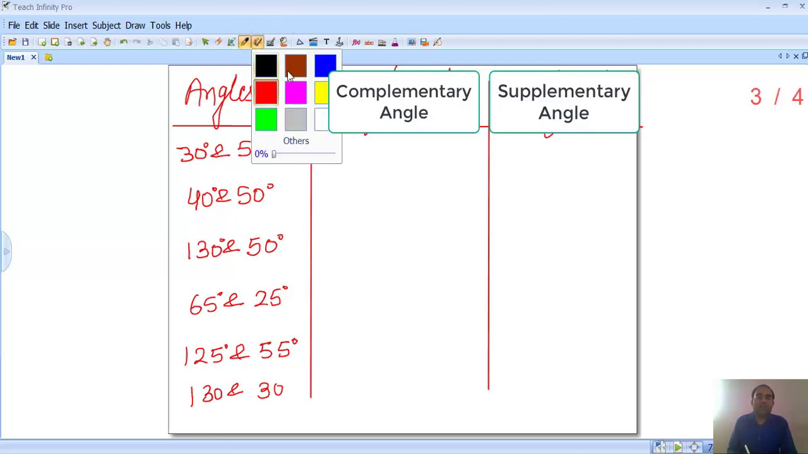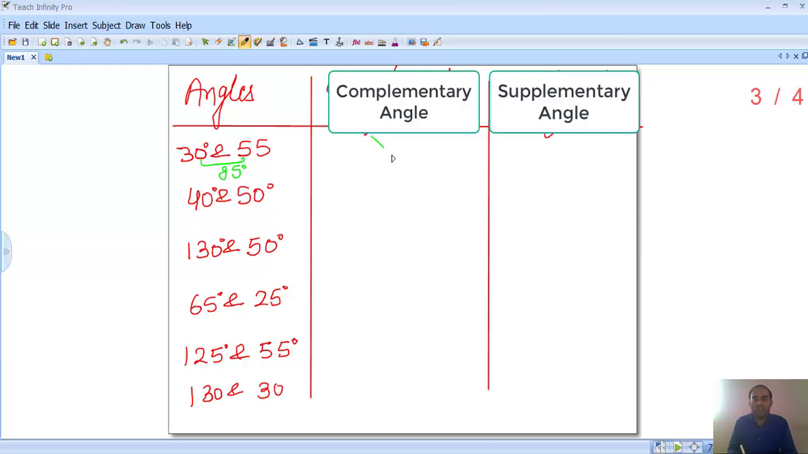Now I am going to solve. Add 30 plus 55. How much is the sum? 85. So it is neither complementary nor supplementary. 40 degrees plus 50 degrees. What is the sum? 90 degrees. That means this is complementary, not supplementary. 130 and 50, the sum is 180 degrees. That means it is not complementary, it is a supplementary angle.